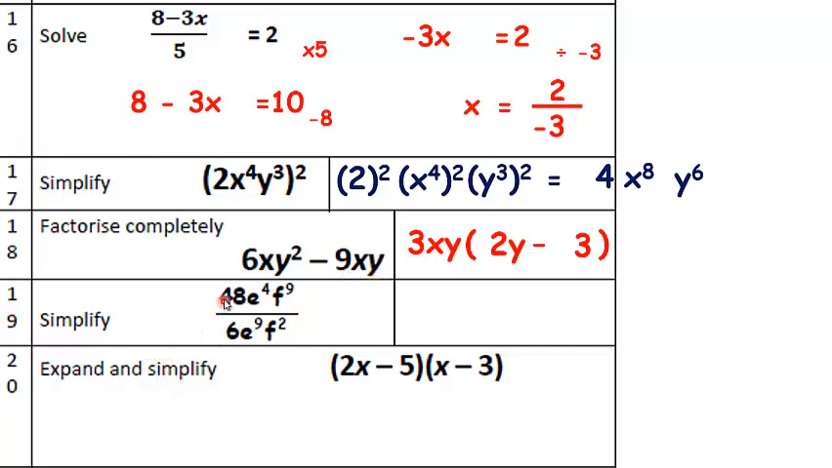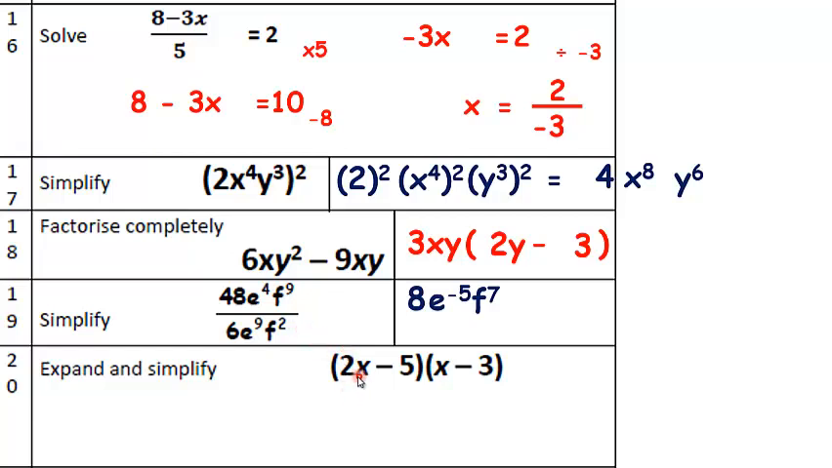Question 19, 48 divided by 6 is 8. e to the 4 divided by e to the 9. 4 take away 9 is minus 5, so it's e to the minus 5. Be very, very careful with that. A lot of people miss out the minus there. It's the top take away the bottom. 4 take away 9 is minus 5. And then f to the power of 9 take away 2, which is 7. That is it. Pretty straightforward there.